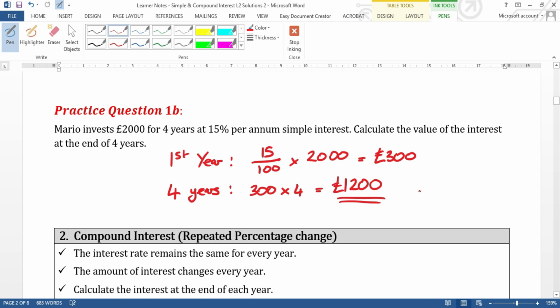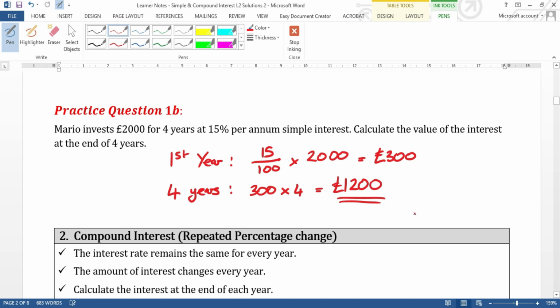And just to double check, is that my final answer? And yes, it is. It was to do with the interest, which we just worked out. Always double check though, because they could have very easily said how much is in his account at the end of 4 years, which then obviously I would have to add the £2,000 to my answer.